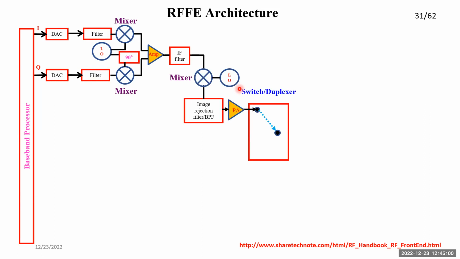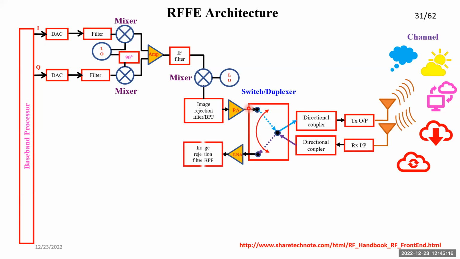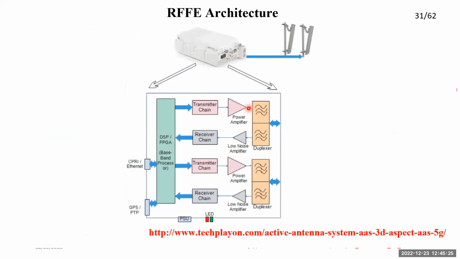Then you will have, for example, a band pass filter. Then you give it to the PA, power amplifier. Then you give it to the duplexer. This will be transmitted to the channel, or free space, we can say. Then you are receiving from free space. The same thing will happen, just exactly the opposite. This is how any general RF-oriented architecture will be. So this is how any radio will look.